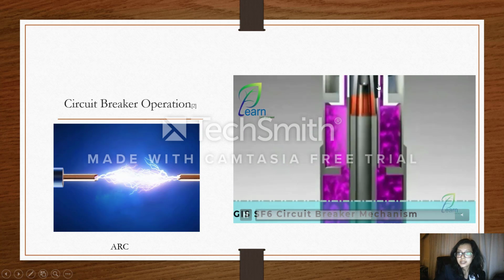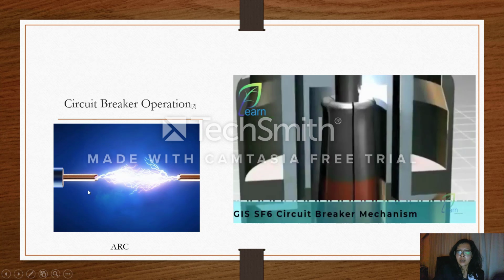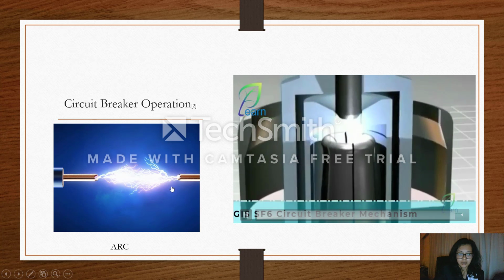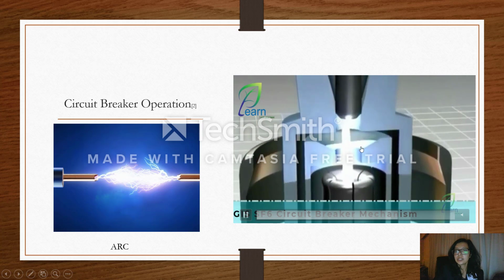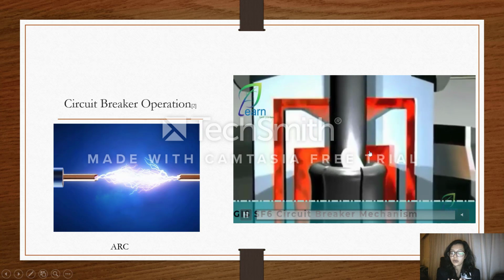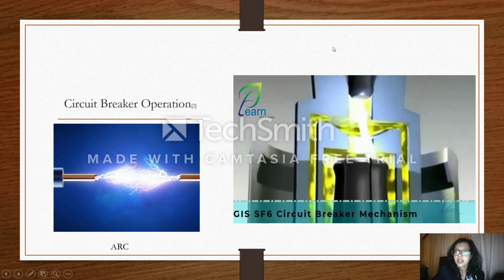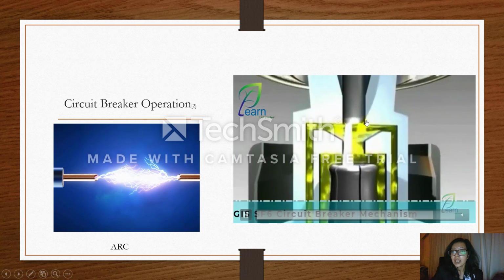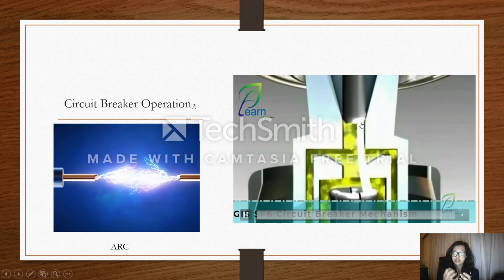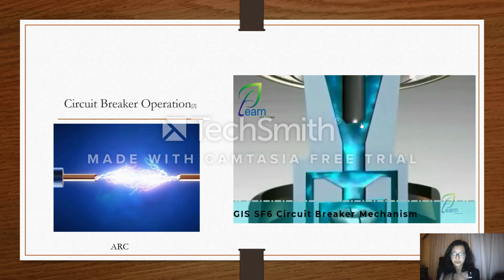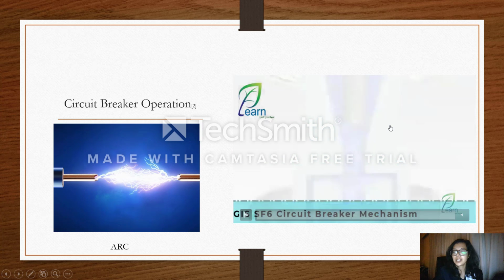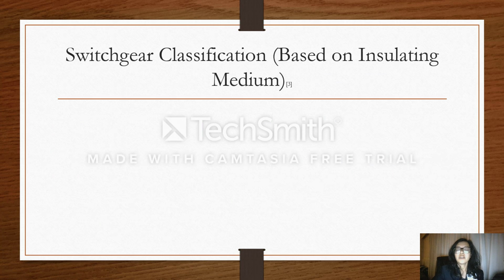So when the contacts are separating, a situation called arc is created. See, here's the arc. It looks like thunderstorm. So this arc is very dangerous. It heats up the environment. It can cause fire, flash over, or many other horrible things. So the surrounding medium, here the SF6 gas, its responsibility is to absorb the arc as soon as possible to protect the entire system. So here we can see the SF6 gas has consumed the arc before the complete separation has happened. And based on this insulation medium, there are four types of switchgear.